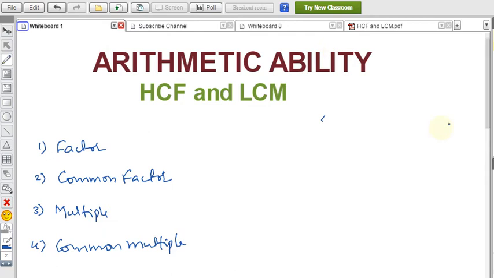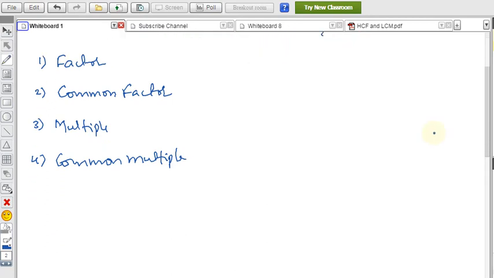First of all, the factor and common factor. A factor is a natural number which exactly divides the given number. This is the definition for factor. Factors of 8: a natural number which exactly divides the given number.